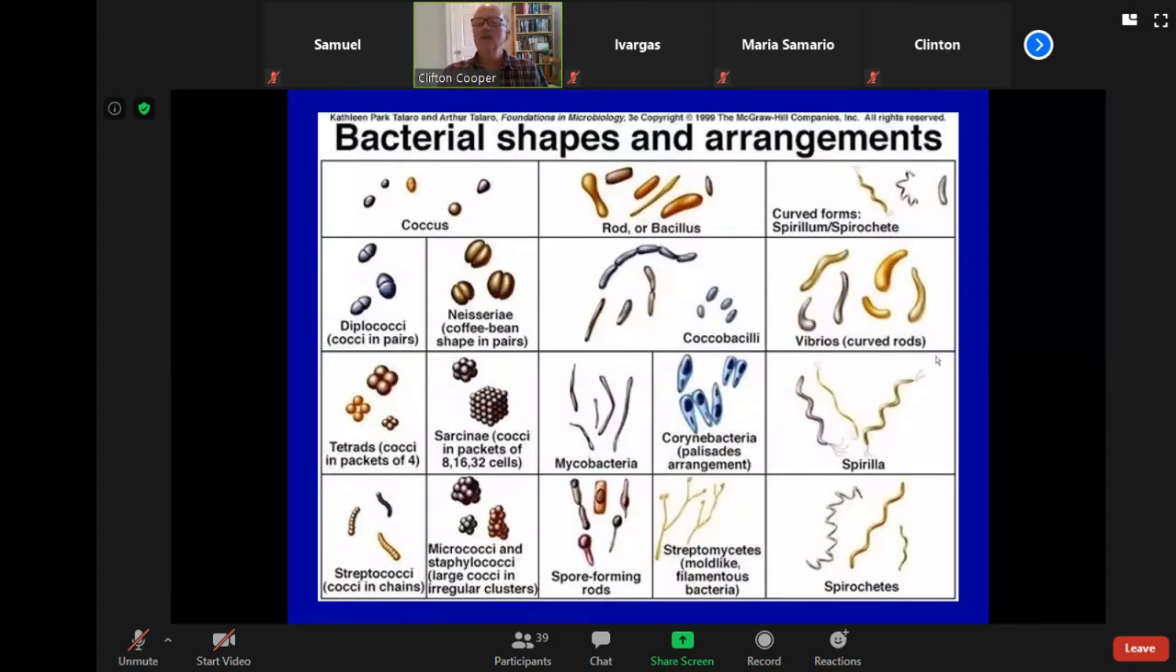Here's a little more variation on their shapes, but you notice they never get to be very complex looking. They'll sometimes have chains, sometimes clusters of them together, like here. These are staph, and these are basically in clusters like grapes. So that's one distinguishing type of arrangement with the bacteria. But again, it's just clusters of bacteria together. Nothing more complicated than that.